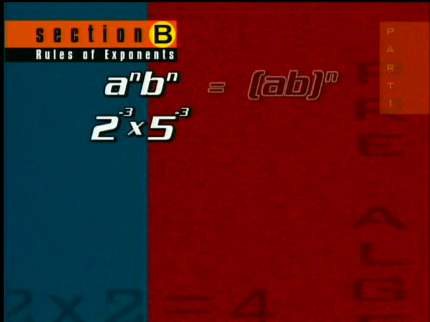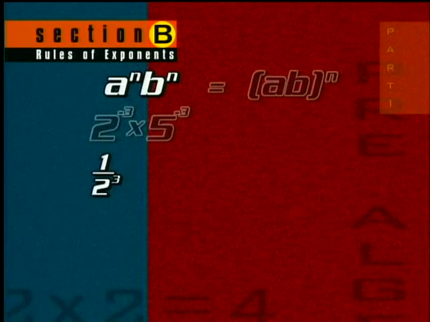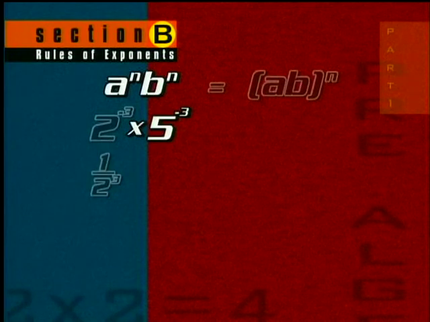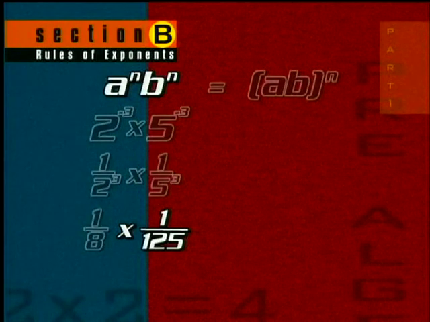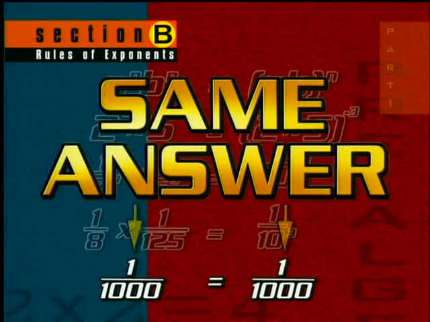So for the first term, 2 to the negative 3rd, we take the reciprocal of the base number 2 and make the exponent positive to get 1 over 2 cubed. 5 to the negative 3rd power becomes 1 over 5 cubed. Now we can multiply these out and get 1 over 8 times 1 over 125. When we multiply these together, we get 1 over 1,000. Notice this is the same answer we got when we did it the other way.